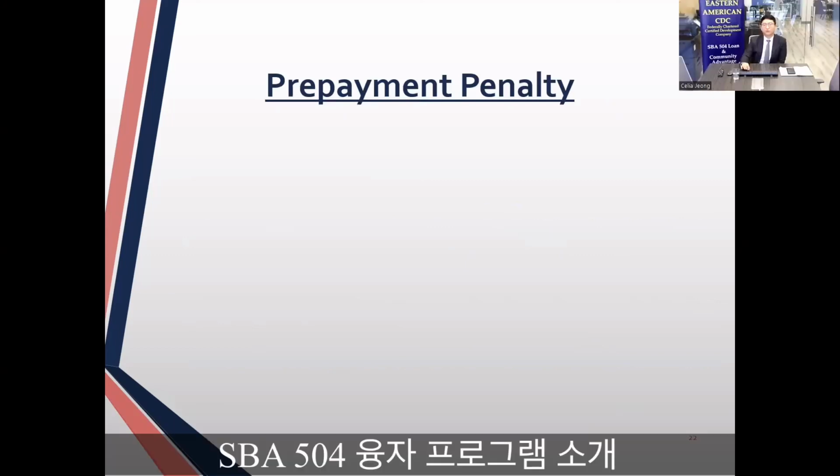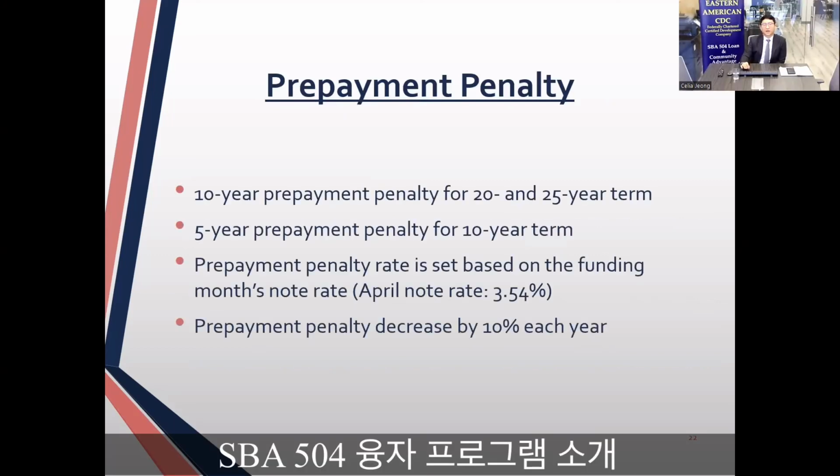Prepayment penalty. We do have a prepayment penalty. Actually, it's a 25-year term. There's a 10-year term. There's a 5-year. The April note rate was 3.54, but May was 2.84. So it's 2.84 starting the first year, then reducing 10% every year.